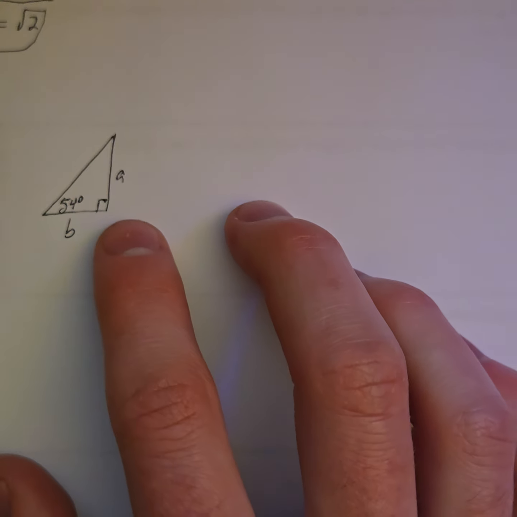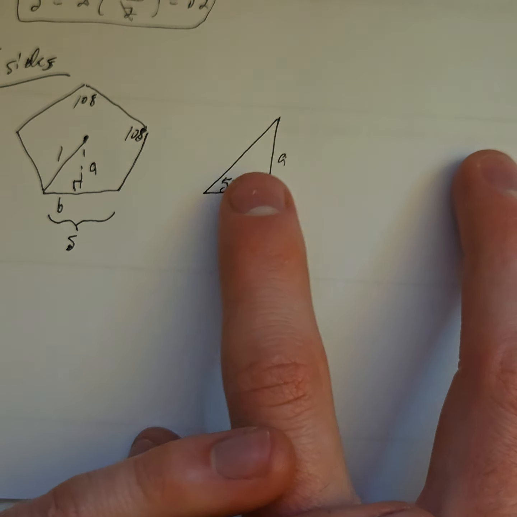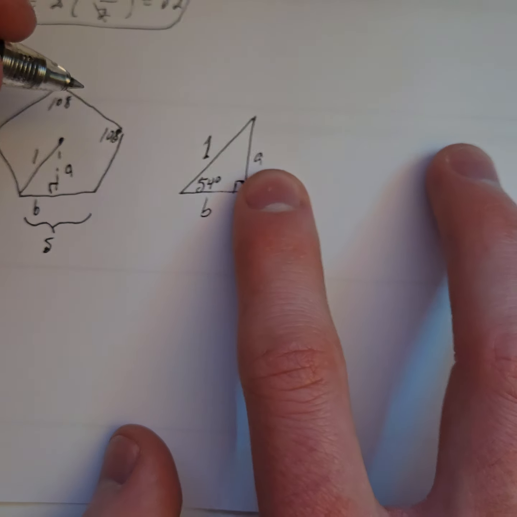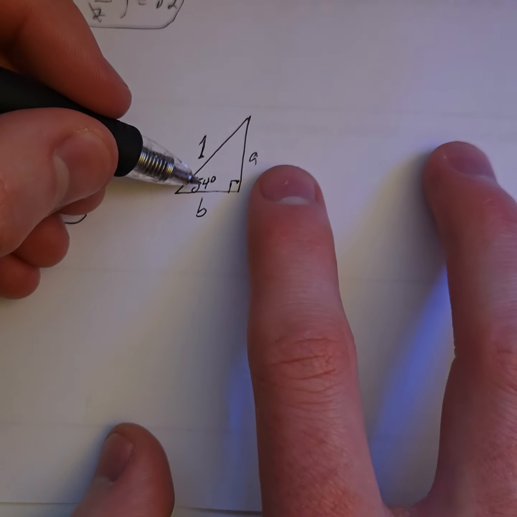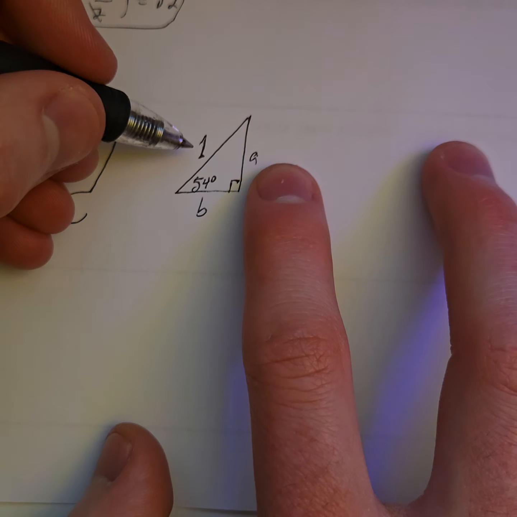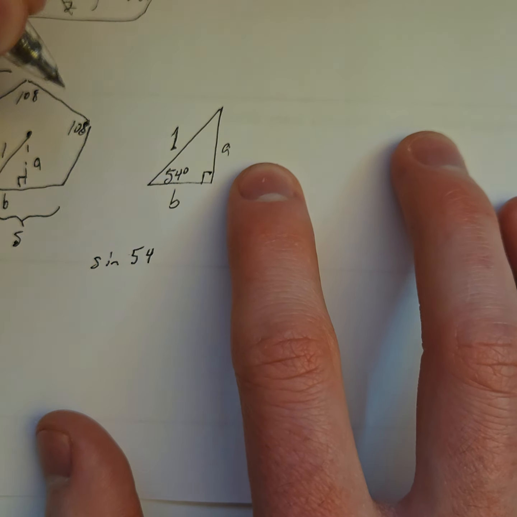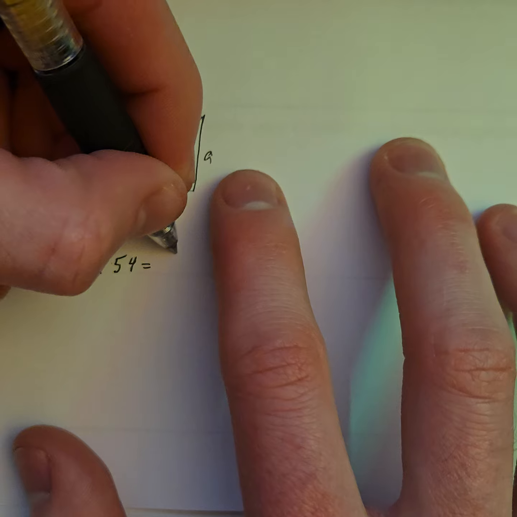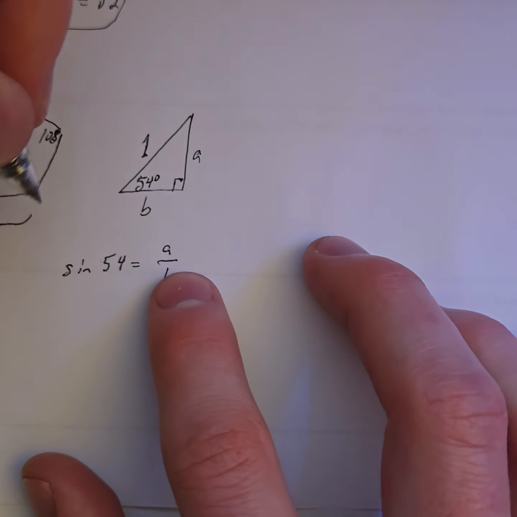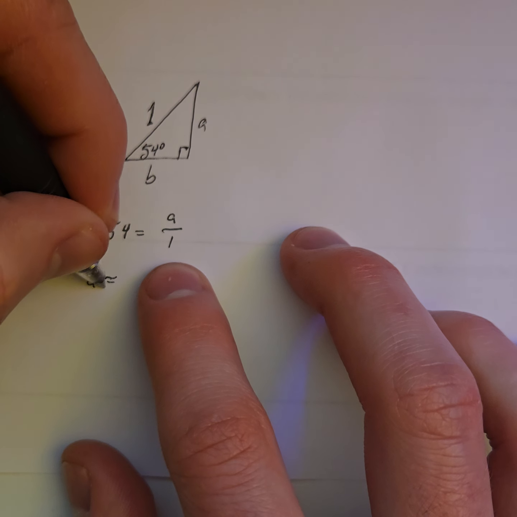And now we can do some trig, and this is what we're going to do for pretty much the rest of the problems. I know my hypotenuse is 1. If I want to find A, that's my opposite side, and I'm given my hypotenuse. So opposite and hypotenuse, that's going to be sine. So sine of 54 is equal to A over 1, or just A. So all I have to do to find A is type in sine of 54.